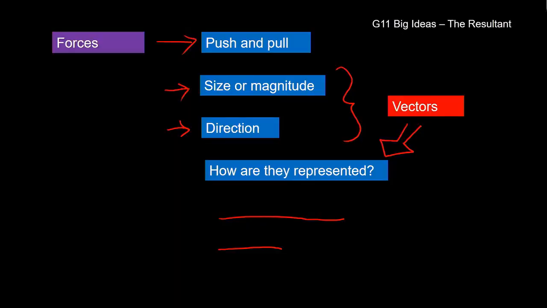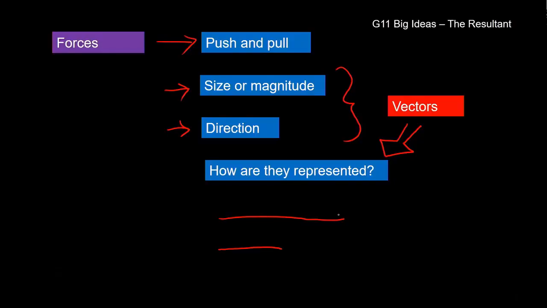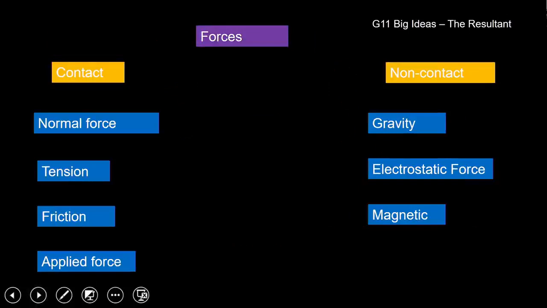Now we have to represent a direction as well. So we would have to put an arrow. An arrowhead would tell us the direction. So that's the arrowhead. That one would be in the opposite direction. Okay, so we get a sense of forces. We've got two different kinds of forces.